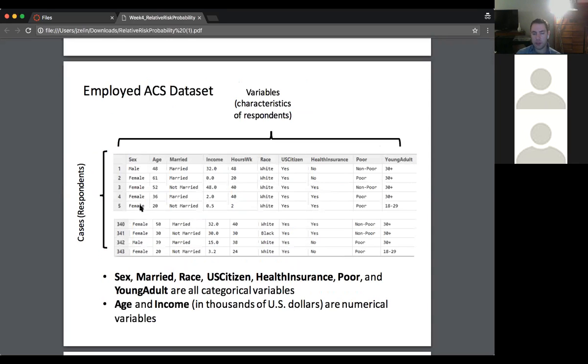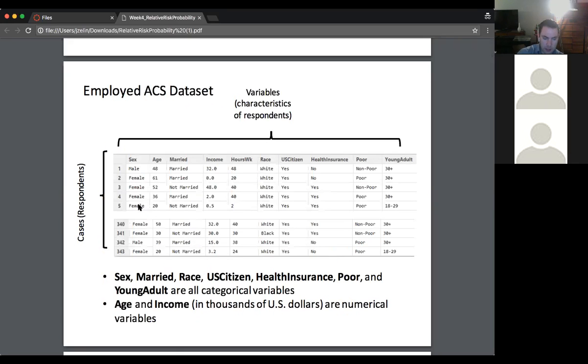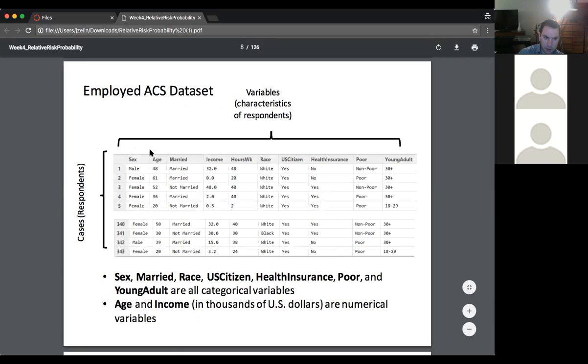So in this week, we're going to use the case study that we're going to be a sociologist, and we're looking at if there's any association between people's income and whether they have health insurance, so whether they're considered to be poor or not poor, and whether or not they have health insurance. So here's what the data set looks like. We see we have all these categorical variables. We have some numerical variables like age, income, hours per week, etc. But sex and married and race and whatnot are all categorical.